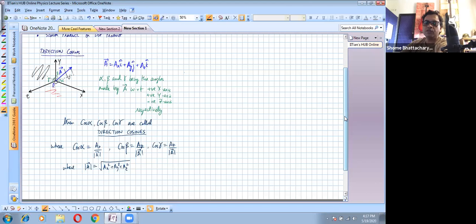So instead of repeating your question again and again, I would advise you to concentrate on what we are learning over here, which is how do we calculate cos alpha, cos beta, and cos gamma? We calculate it from these formulas: cos alpha is Ax upon mod A, cos beta is Ay upon mod A, and like that.